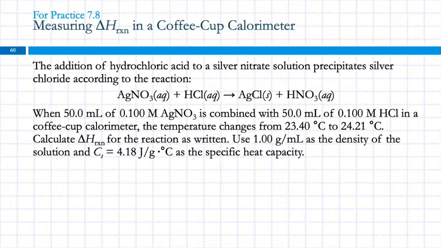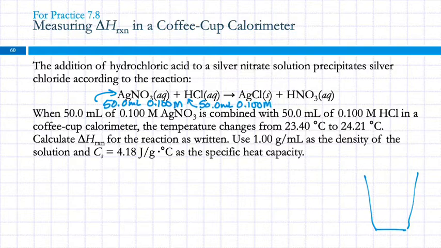Okay, so let's think about what we've got here. We have 50 milliliters of 0.1 molar of the silver nitrate, and we have 50 milliliters of 0.1 molar HCl. And we're going to mix those in a coffee cup. So here's our coffee cup. If I put 50 milliliters of one solution and 50 milliliters of another solution, what's the volume of my solution? 100, right? So I've got 100 milliliters in here.